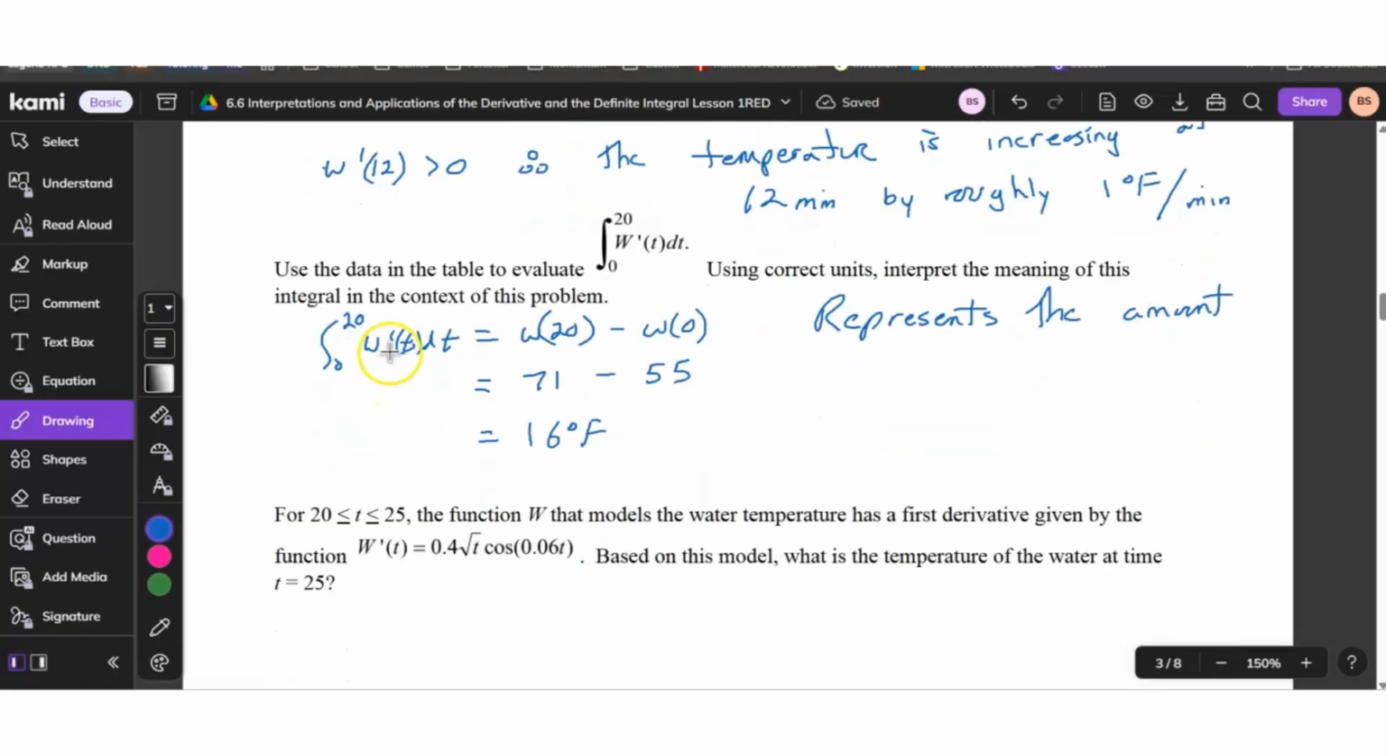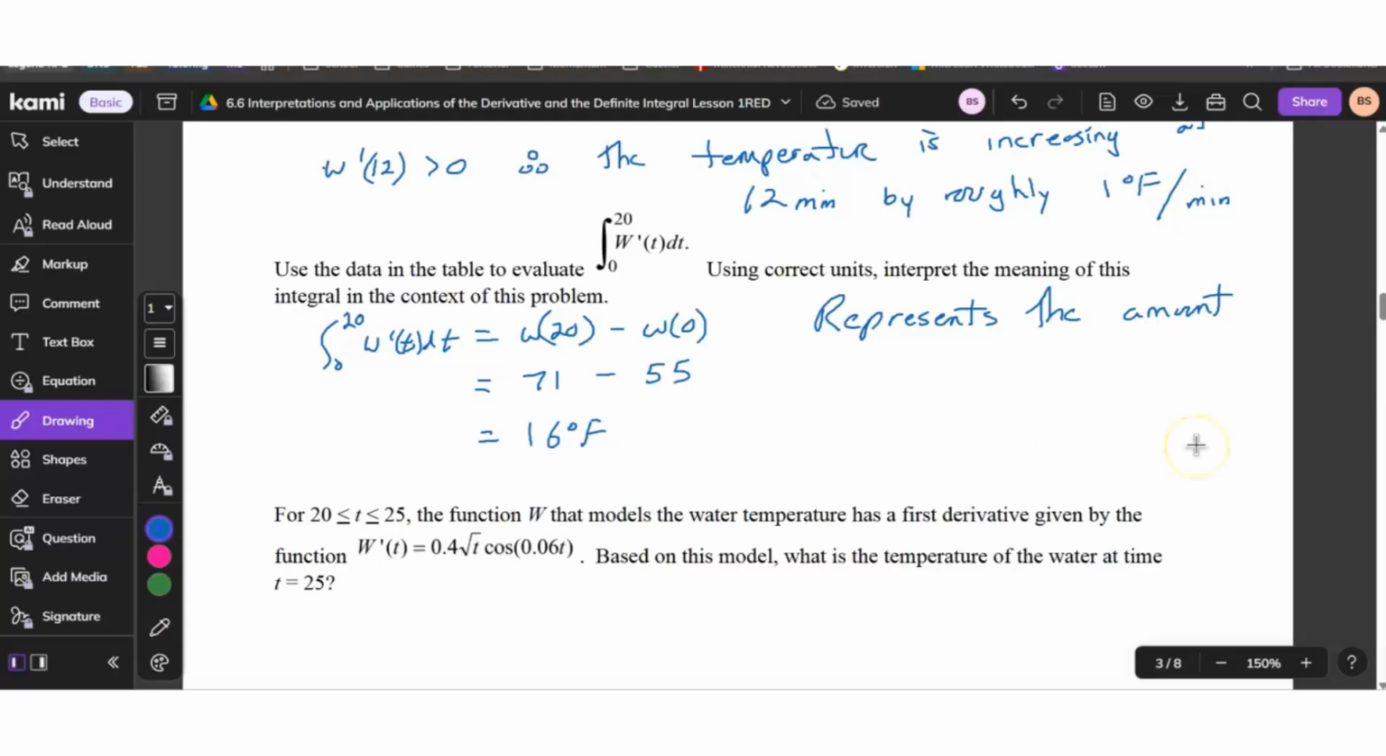And here we're asked to integrate the derivative, which basically means they cancel out. The integration and the derivative are just canceling. So we just need to find W of 20 minus W of 0. There's no division this time. Make sense? Yes, because then you'd have to find the slope of the secant line.